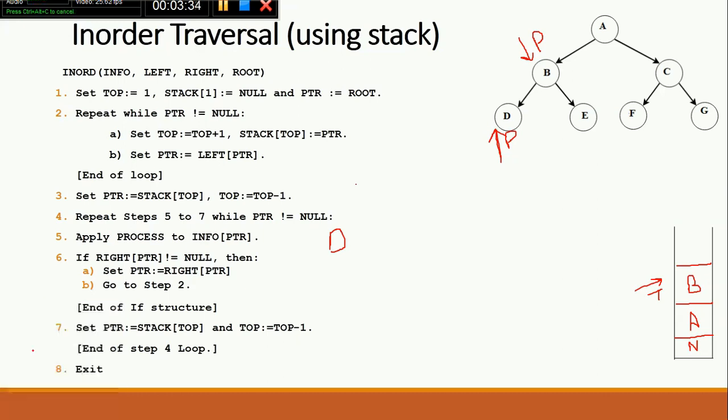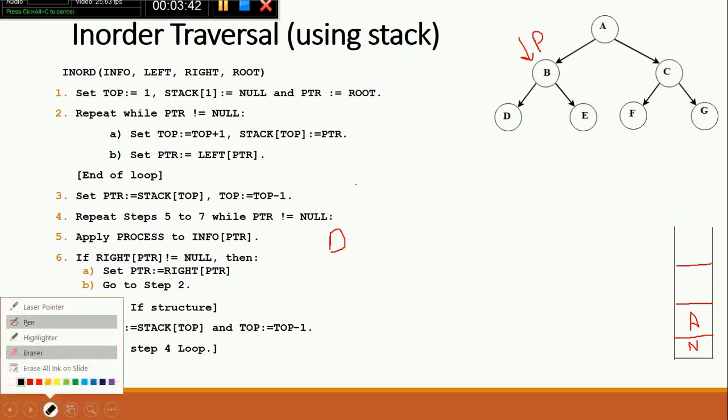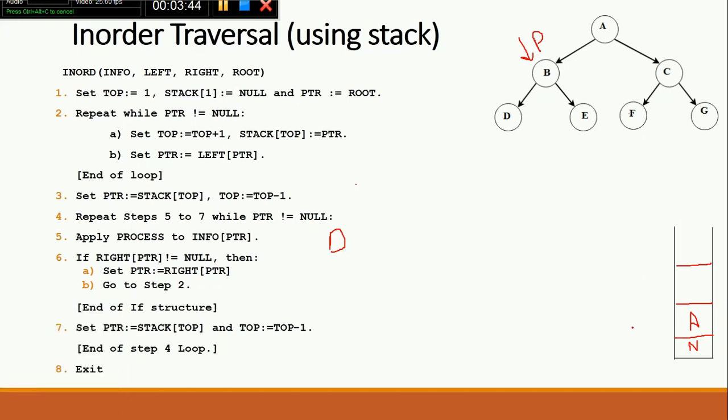This is my top. Now ptr is currently pointing here. This loop will continue. The ptr is not null, so apply the process to the info of the ptr. It says just print the data. So I will print it here, and this time, if the right ptr is not null, and in my case it is not null because I have a right child, this means we are inside step number 6.